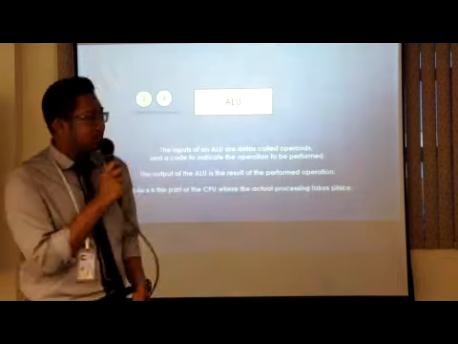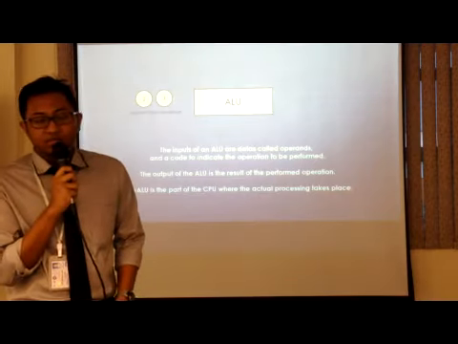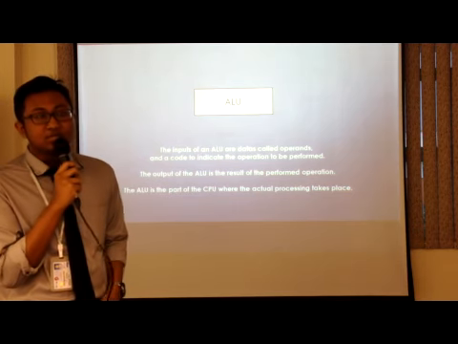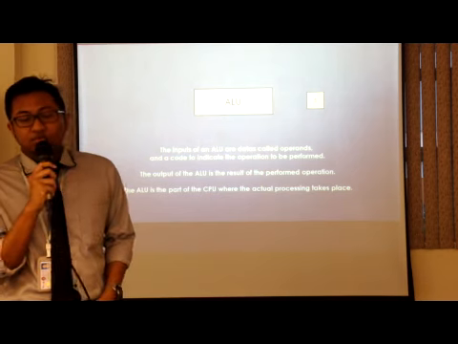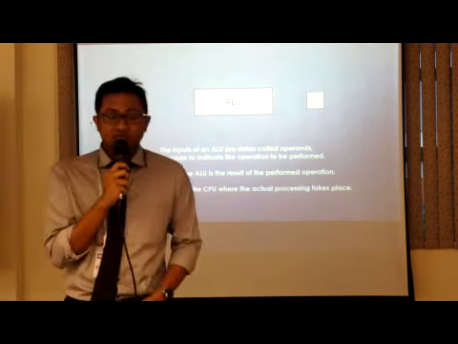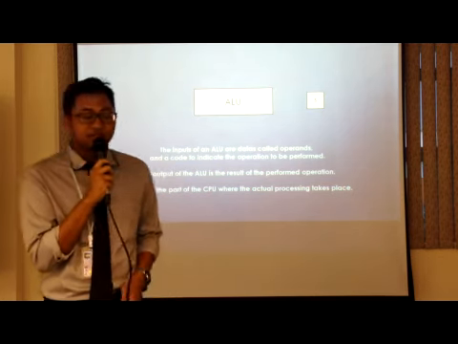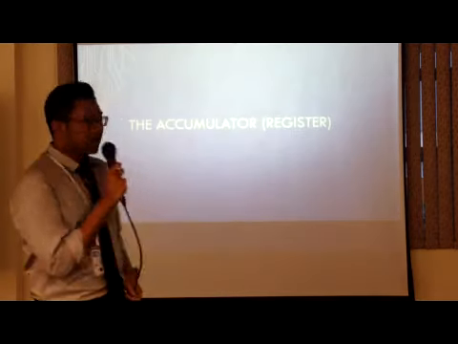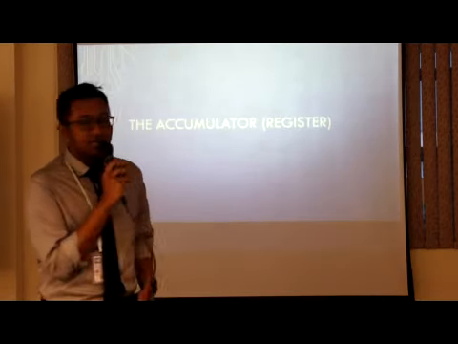Okay, next we move on to the inputs of an ALU. Data is called operands, along with a code to indicate the operation to be performed. And the output of the ALU is the result of the performed operation. Basically, the ALU is the part of the CPU where the actual processing takes place. Next, we move on to the accumulator, which is a register in the ALU.